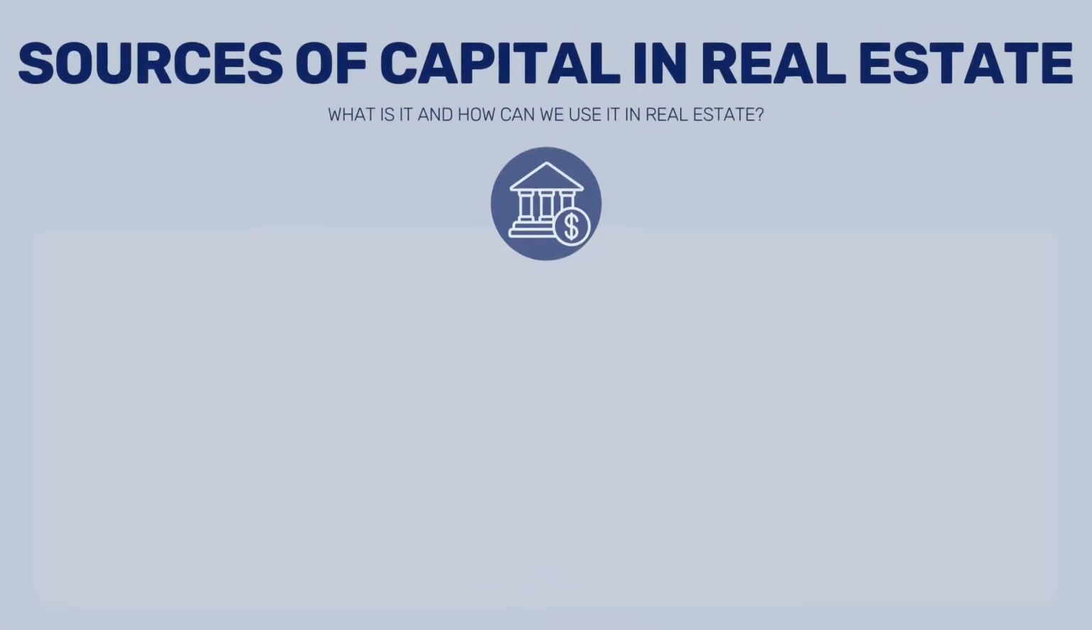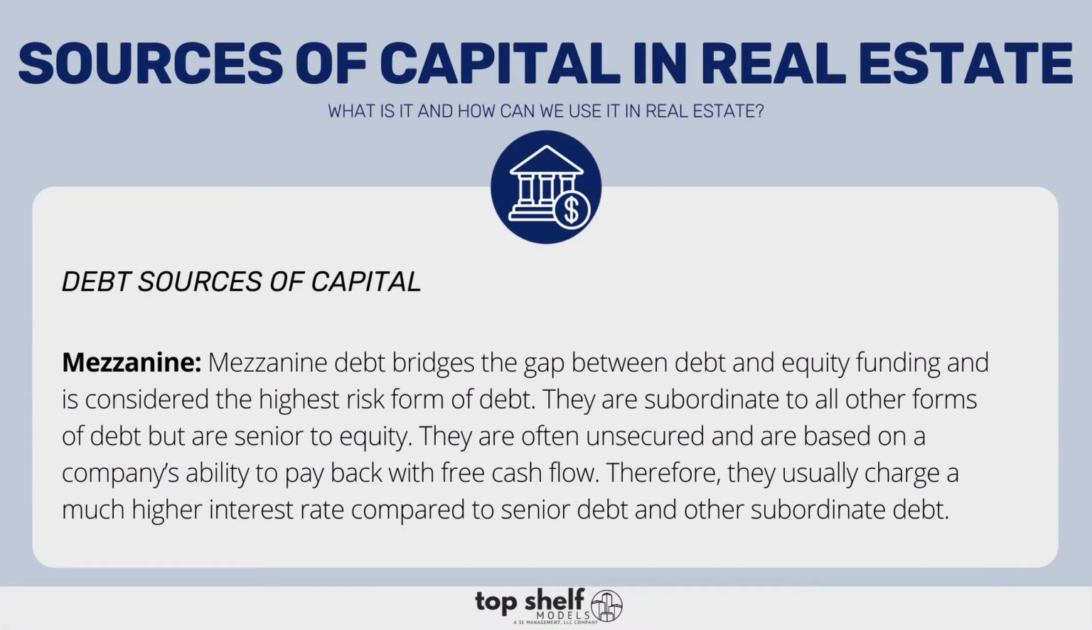And finally, the last form of debt I want to talk about is mezzanine debt. Mezzanine debt bridges the gap between debt and equity funding and is considered the highest form of risk when it comes to debt. It is subordinate to all forms of debt but is senior to equity. It is often unsecured and is based on a company's or a real estate project's ability to pay back with free cash flow. Therefore, it charges higher interest rates compared to senior debt and other subordinate debt.